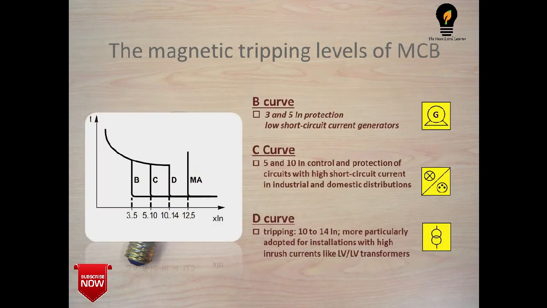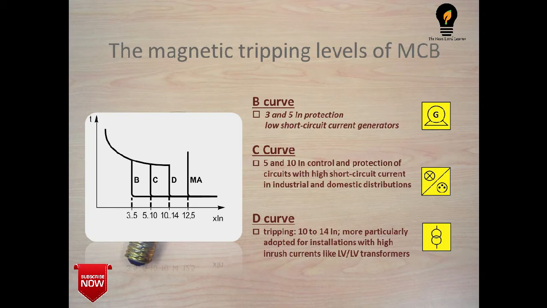So let us see the magnetic tripping levels of MCB. B curve MCB provides 3 to 5 times the input, or you can call it the rated current, protection. C curve MCB provides 5 to 10 times the input current protection, and D curve MCBs provide 10 to 14 times the rated current protection during short circuit.